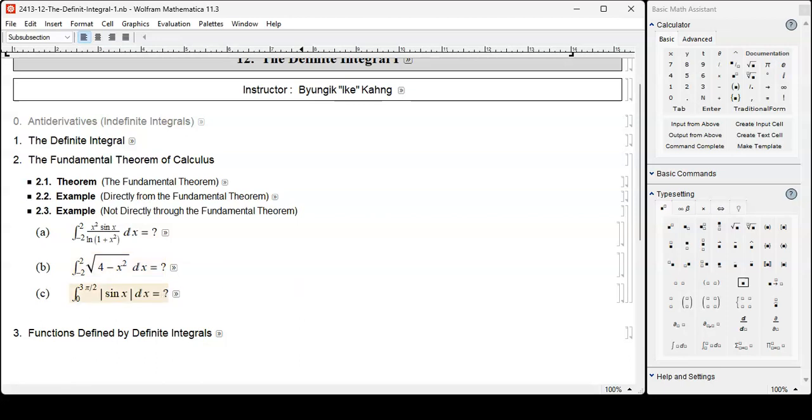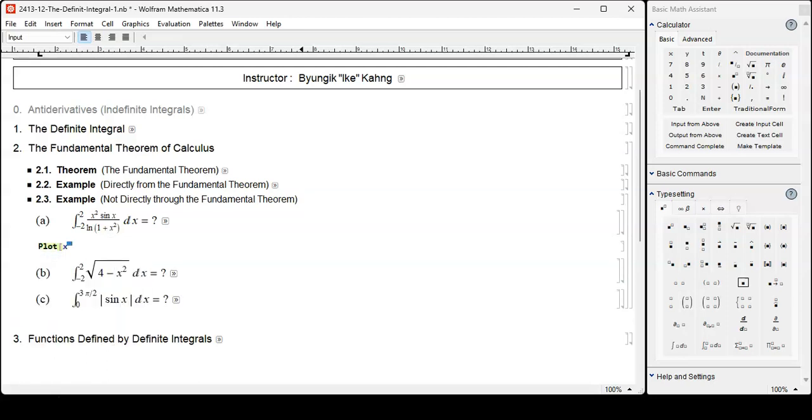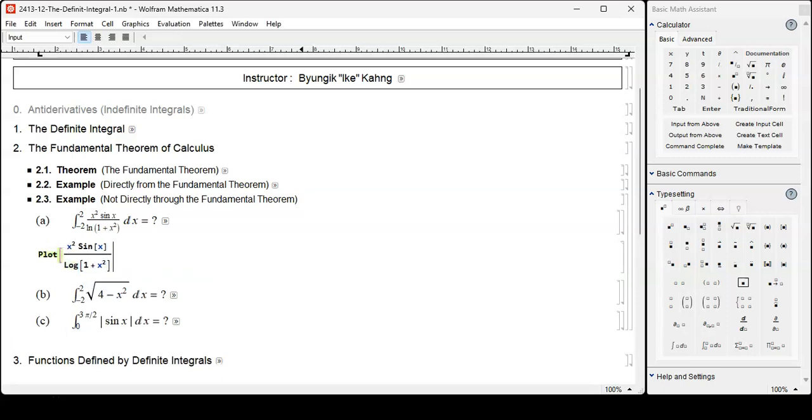How about the next? We have the absolute value sign. Well, all those are related to graphs, as a matter of fact. This one here, if I plot a graph, then things will look pretty self-evident. Let me show the graph. So x squared sine of x, divided by log of 1 plus x squared, and I'm going to plot it from -2 to +2.